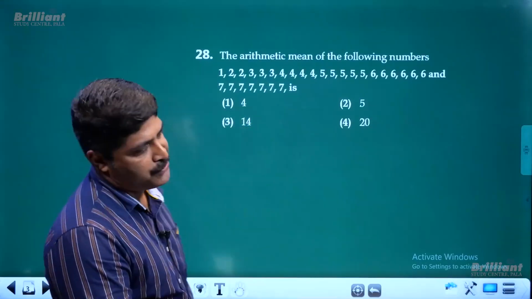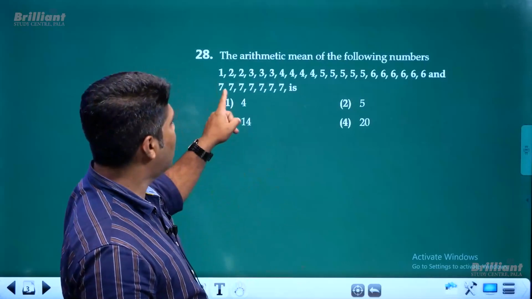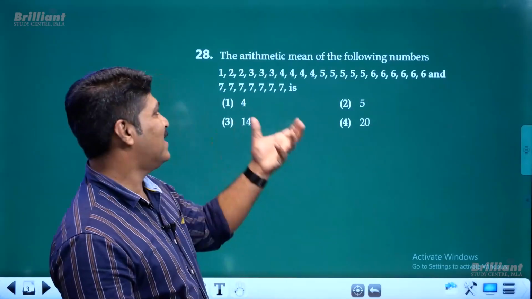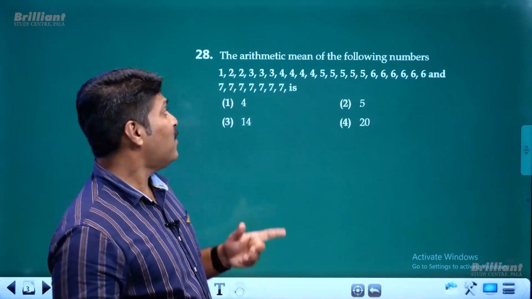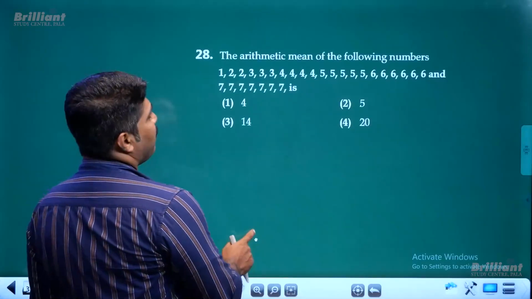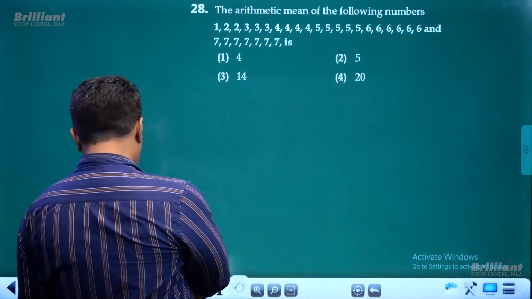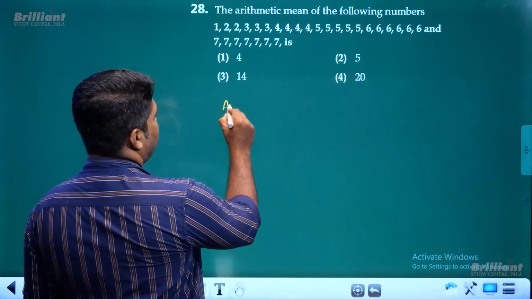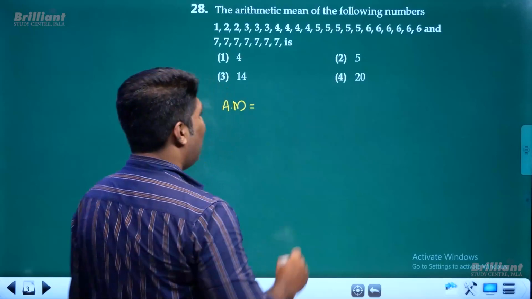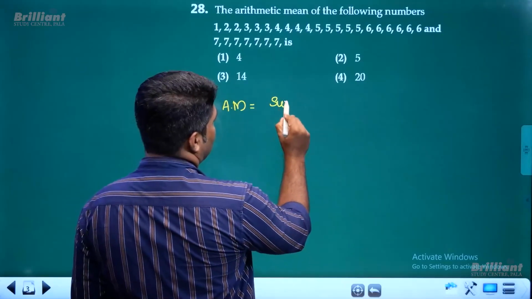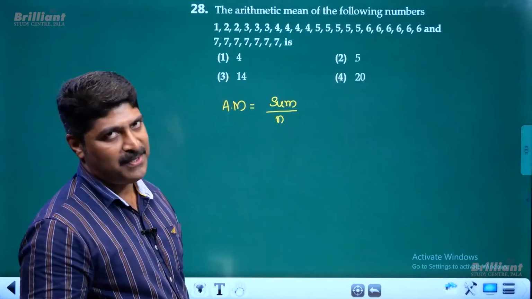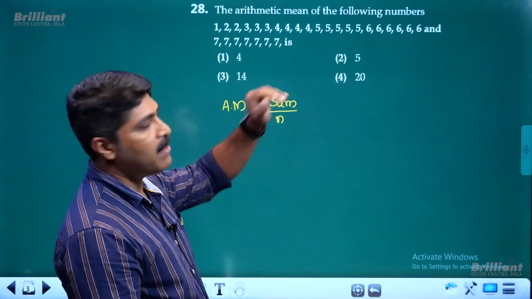Consider the sequence. Here 1 one, 2 twos, 3 threes, 4 fours, 5 fives, 6 sixes and 7 sevens. We are going to find out the arithmetic mean of this set of numbers. So how to find the arithmetic mean of a set of numbers? Arithmetic mean, or in general we just consider that is the average. How to find the average? Here that is the sum of observations divided by the number of observations. Here we are going to find out the sum of these observations.